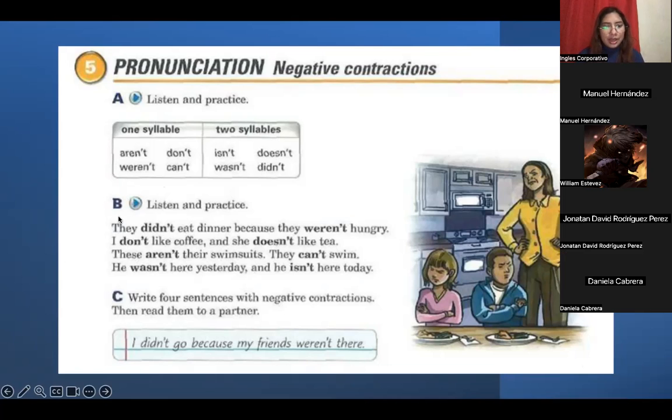So here we have in section B: They didn't eat dinner because they weren't hungry. I don't like coffee and she doesn't like tea. These aren't their swimsuits. They can't swim. He wasn't here yesterday and he isn't here today.